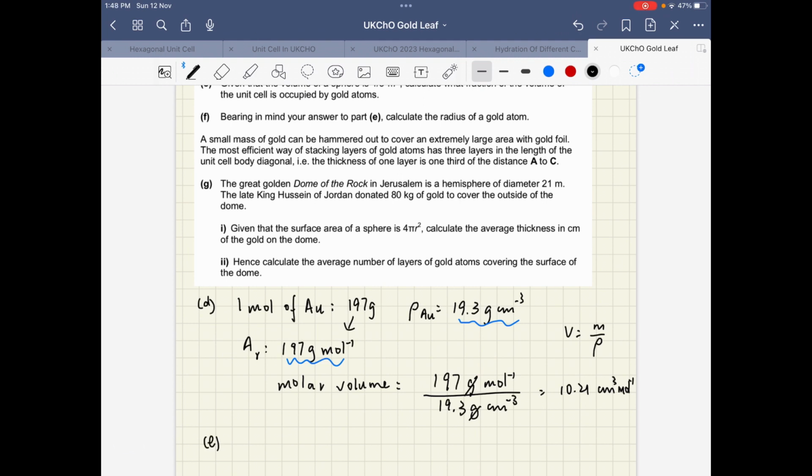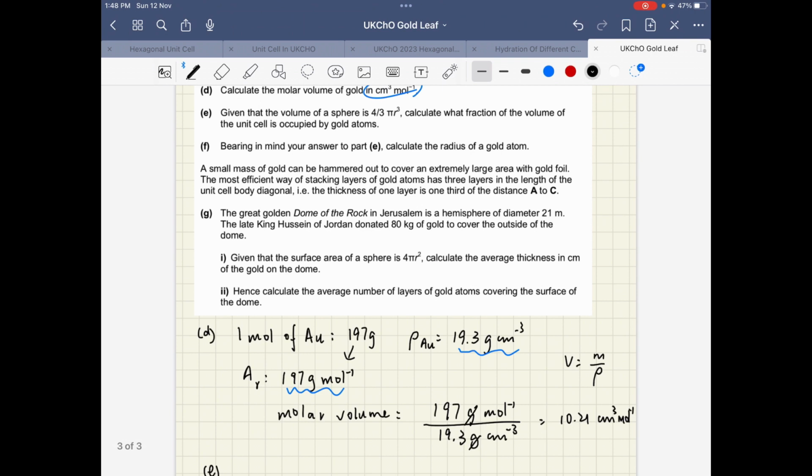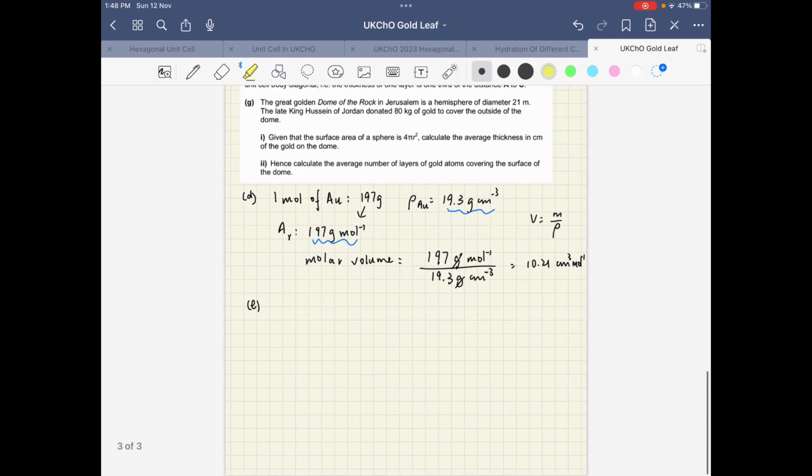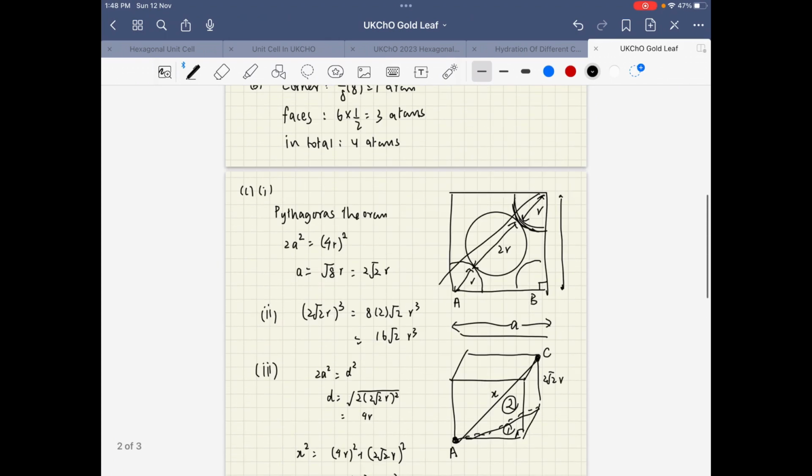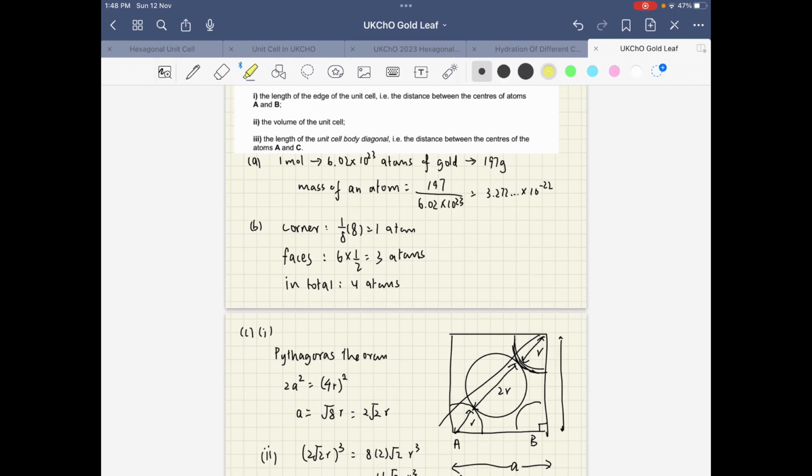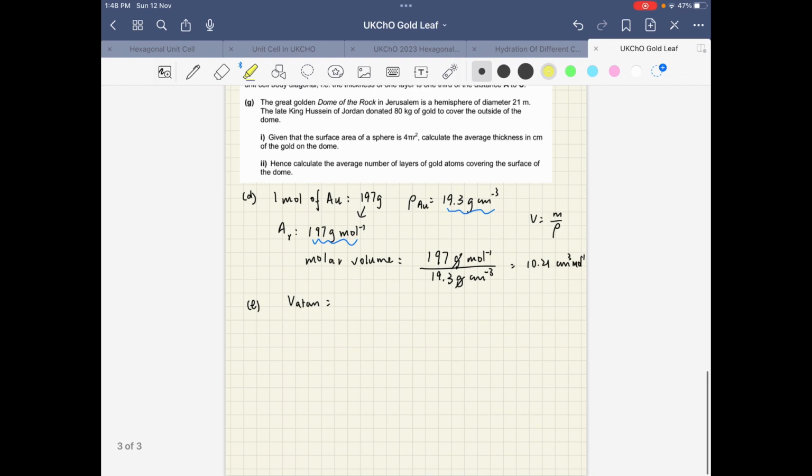Part E is basically to calculate the packing efficiency, but they word it in such a way that it will be more accessible to someone who has never encountered a unit cell before. So I want to calculate what fraction of the volume of the unit cell is occupied by the atoms itself. So first I need to calculate the volume of gold atoms inside the unit cell. As I found just now, there are 4 atoms inside this unit cell.